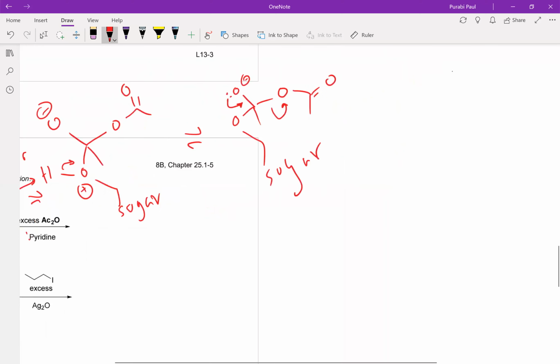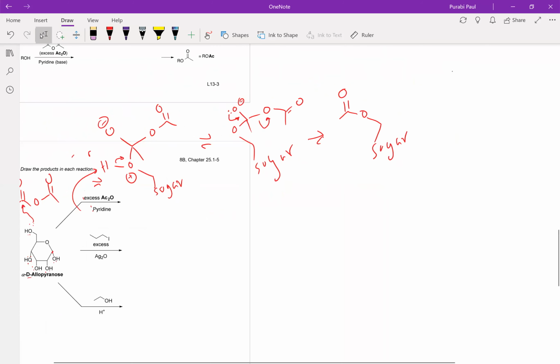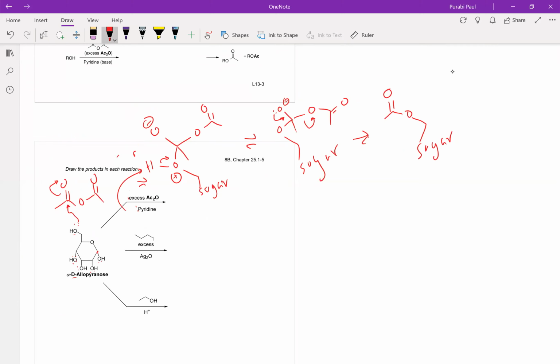So if I kick out the bond out to the right, what you get is something that looks like this. So this is what we call isolating, right? So we isolated the sugar, so instead of free hydroxyls, now all the OHs on the sugar will be protected. So I'll just erase this.